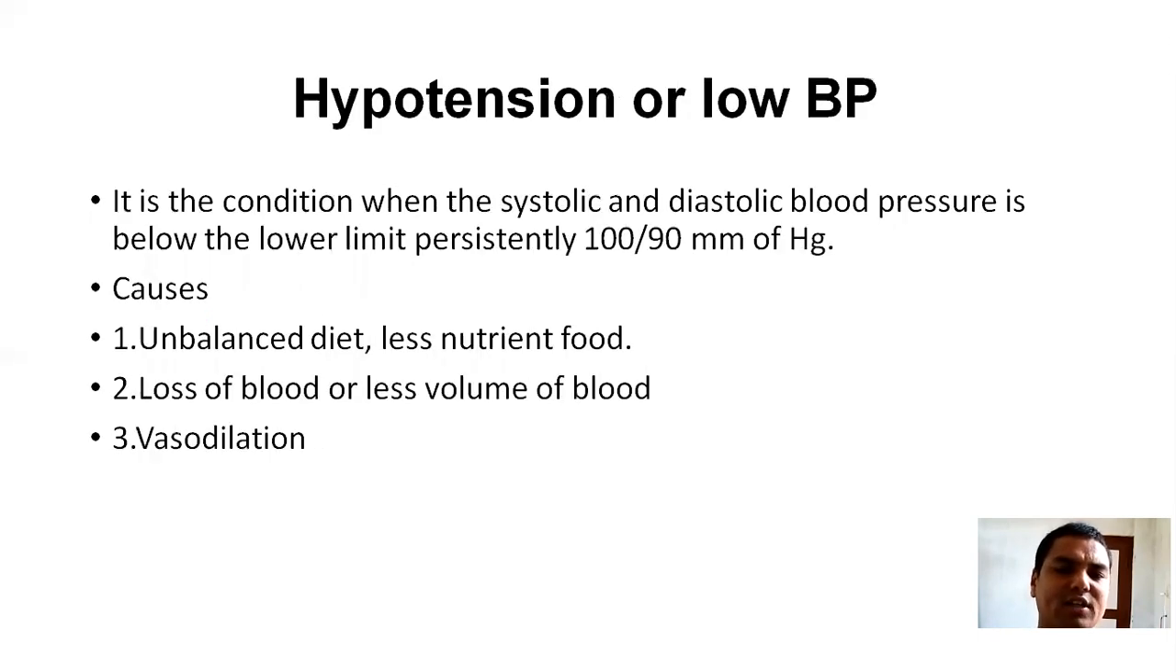Next, hypotension, or low blood pressure. It is a condition when the systolic and diastolic blood pressure is persistently below the lower limit, 100 by 90. In a normal human, it is 120 by 80, but in the case of low blood pressure, it is 100 by 90 mm of Hg. It is due to causes like unbalanced diet, less nutrient food, loss of blood or loss of volume of blood, or vasodilation.